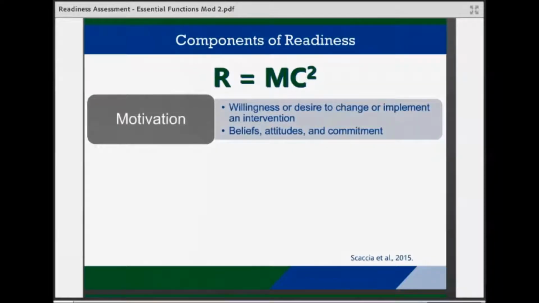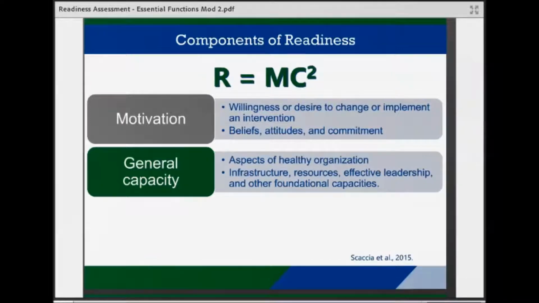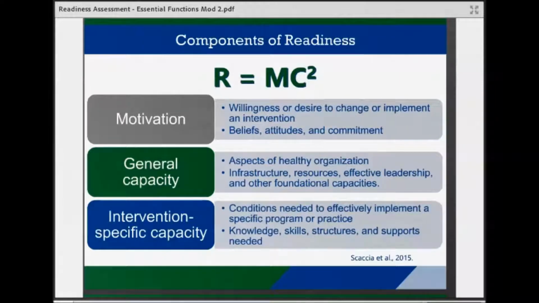Motivation, or the willingness or desire to change and to adopt an intervention. General or foundational capacity, the aspects of an organization's healthy functioning. And intervention-specific capacity, the human, technical, and physical conditions needed to effectively implement a particular program or practice. We're going to break down this equation and look at the factors that influence motivation, general, and intervention-specific capacity.